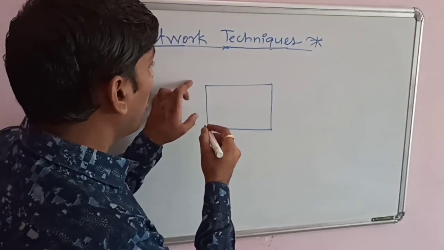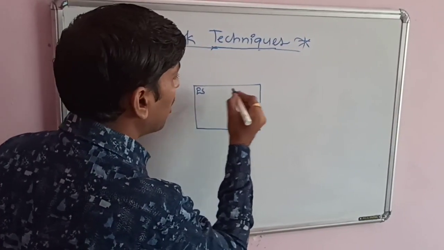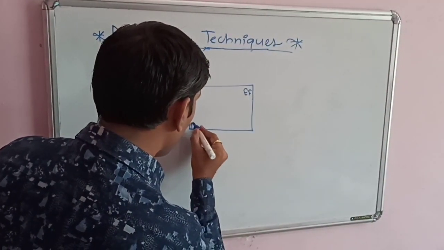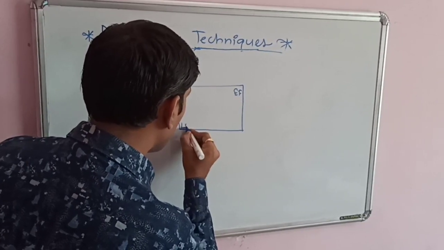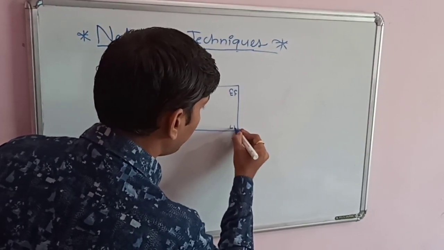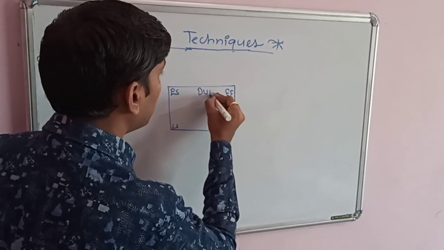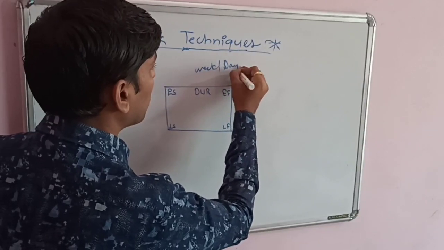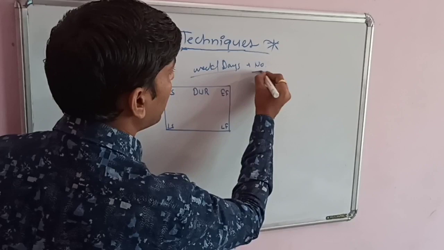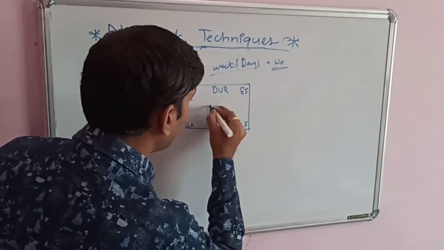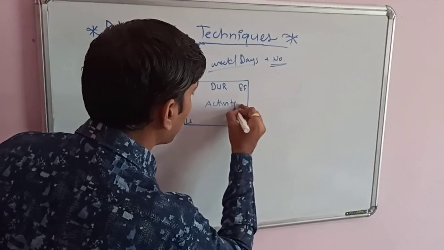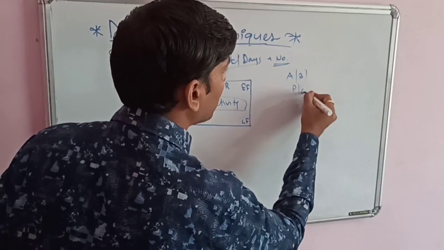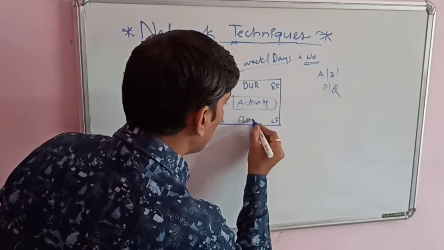For that, the top left extreme represents early start, top right early finish, bottom left is the late start, bottom right is the late finish. Here, duration is represented by different numbers of weeks or days, so duration is written in terms of numbers. Here different activities could be written by means of letters like A, B, P, Q, this way.